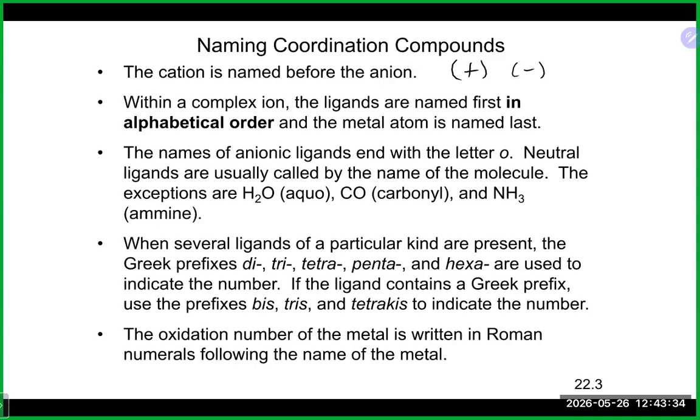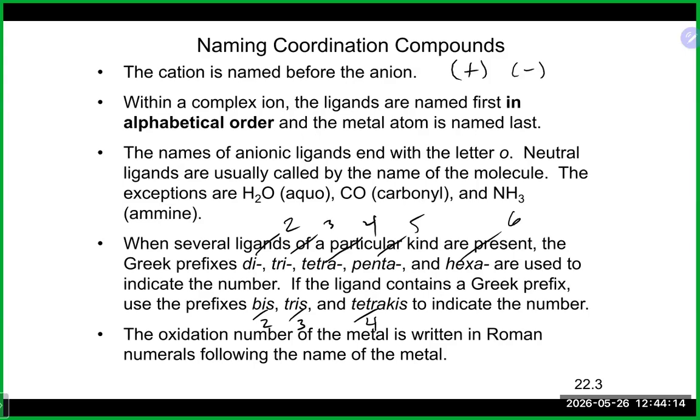If there are several ligands, as I mentioned before, within the complex ion part, we do use the prefix, and again, several of the same ligands. So di for 2, tri for 3, tetra for 4, penta for 5, and hexa for 6. Now, if by some chance your ligand already has one of those prefixes in its name, you do not use di, tri, tetra. You use bis, which is for 2, tris, which is for 3, and tetrakis for 4 in this particular case.